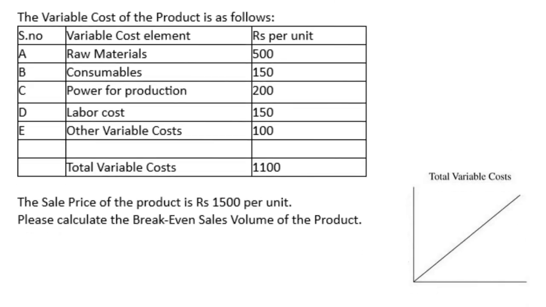The variable cost of the product is as follows. Variable cost elements. Raw materials 500. Consumables 150. Power for production 200. Labor cost 150. Other variable costs 100. Total variable costs 1,100. The sale price of the product is rupees 1,500 per unit. Please calculate the break-even sales volume of the product.